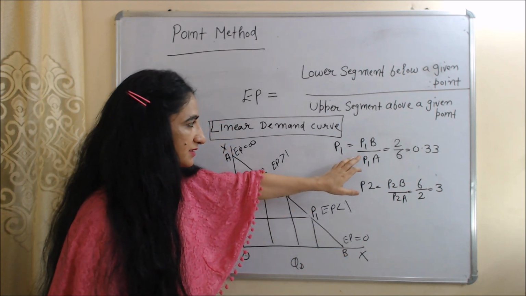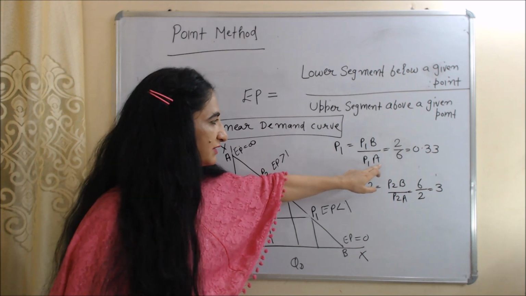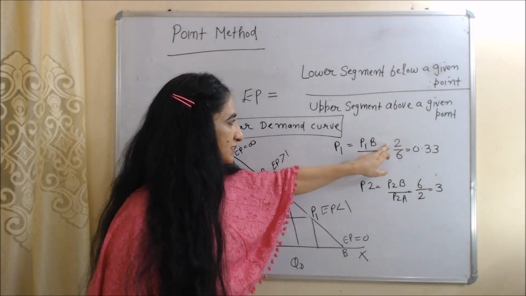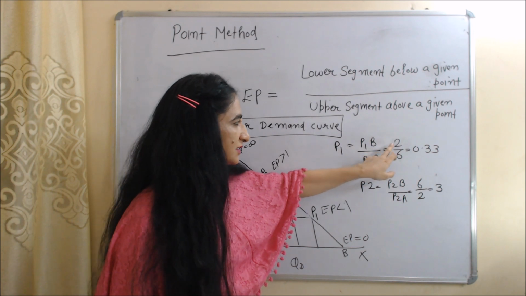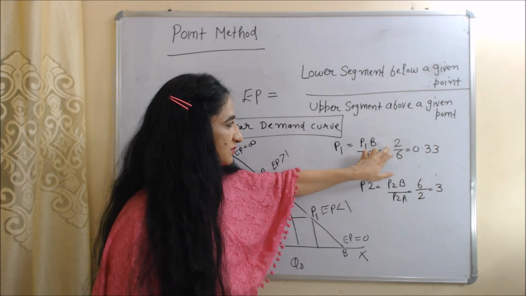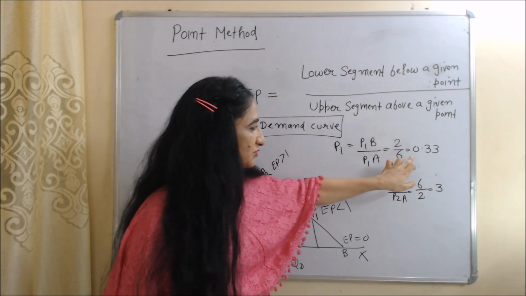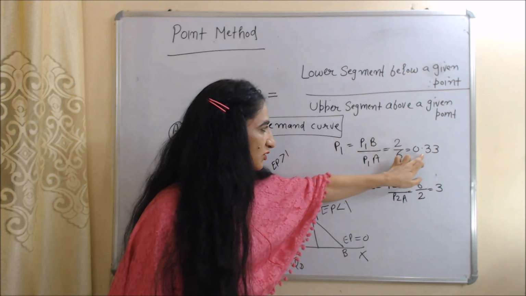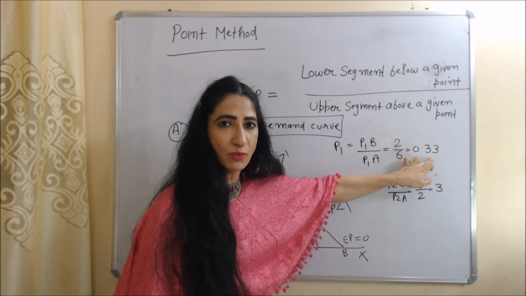Here upper segmentation P1A is equal to 6, and lower segmentation P1B is equal to 2. So here you can see upper segmentation is more than lower segmentation. That's why price elasticity of demand is 0.33, which is less than 1.